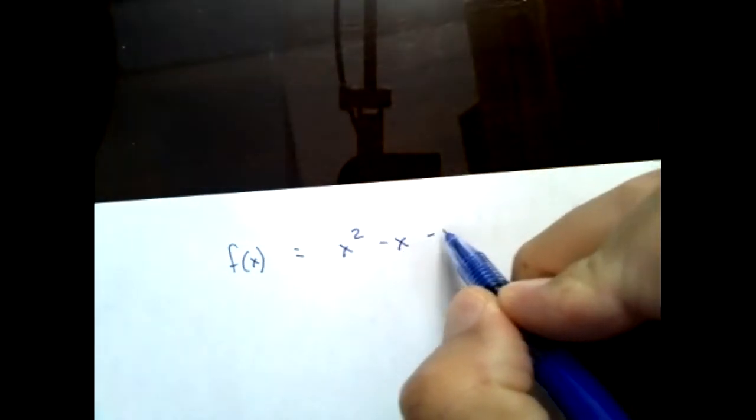Well, thank you. Here's what we're going to do today. I'm going to give you a polynomial, and we're going to see if we can find what the factors are. Let's start with something nice and simple. The function f of x, which we also know is y, equals x squared minus x minus 2.